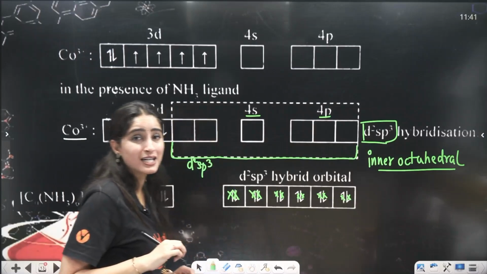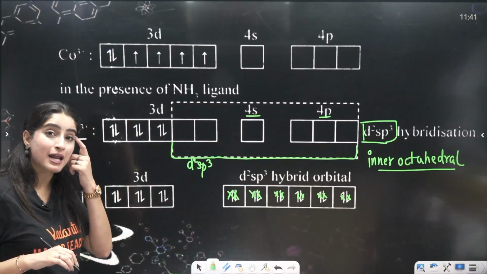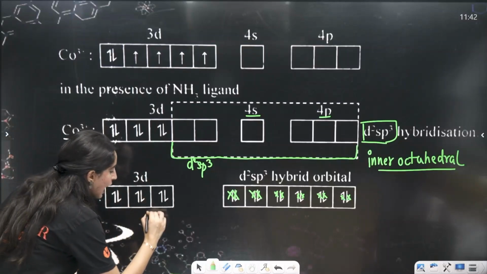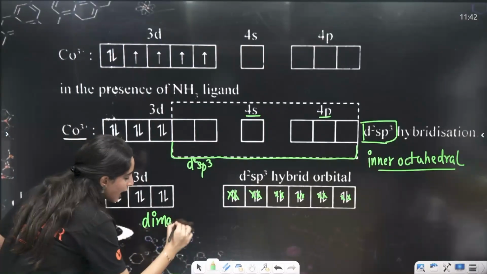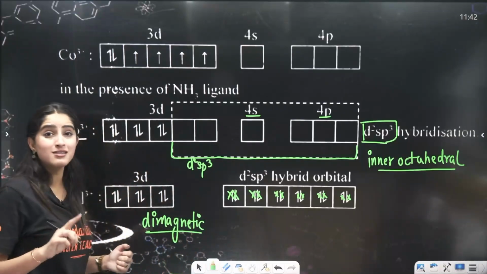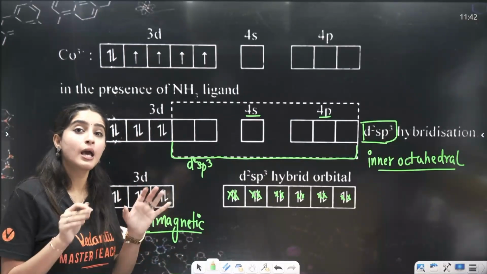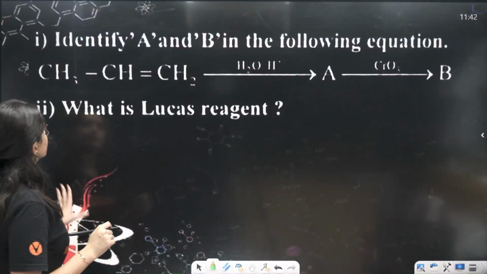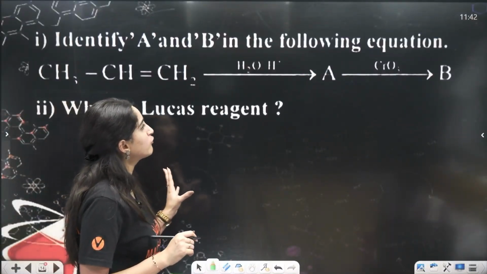Inner octahedral geometry. And is it magnetic? Is it paramagnetic or diamagnetic? There is no unpaired electron, so it is diamagnetic. It is diamagnetic because there is no unpaired electron. Even if it has a single unpaired electron, then it will be paramagnetic, right? Okay. Next is identify A and B in the following equation.